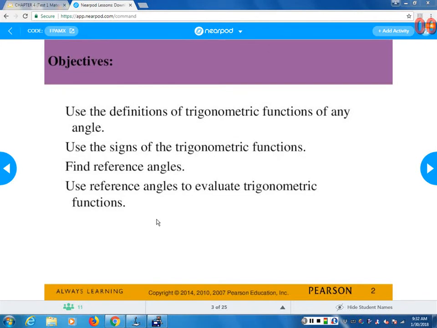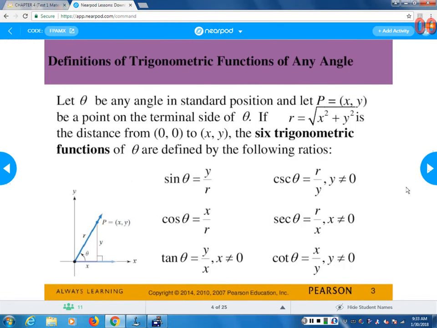Okay, so we're going to use the definitions of trig functions of any angle. We're going to use signs of the trig functions. We're going to find reference angles. And then we're going to use reference angles to evaluate trig functions. So, there is a lot to memorize in this.